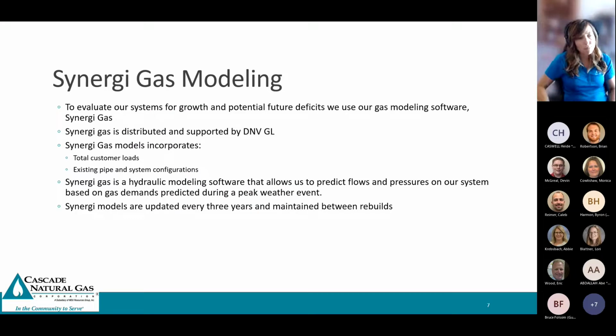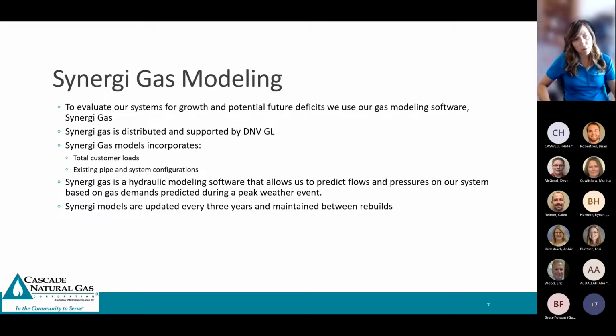So to do all this, we use a gas modeling software called Synergy Gas. We have a lot of capabilities with Synergy. We use those models to model out growth and identify our deficits. Synergy Gas is a hydraulic modeling software that allows us to predict flows and pressures on our system based on our gas demands that are predicted during a peak weather event. With that, we build our models and we incorporate our total customer loads and our existing piping and system configurations. Synergy Gas is supported and distributed by DNV GL.